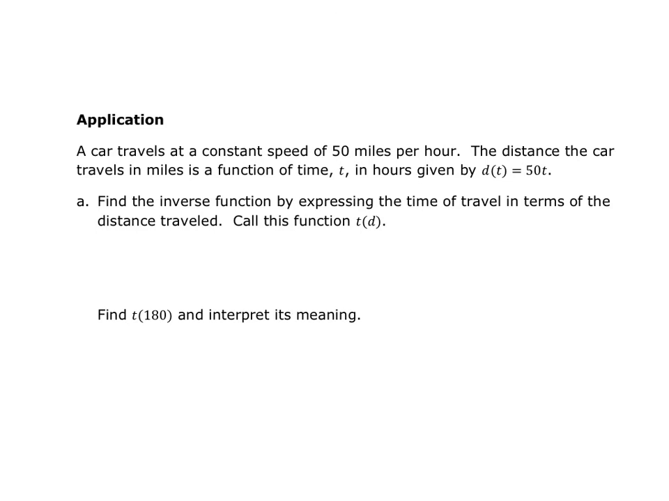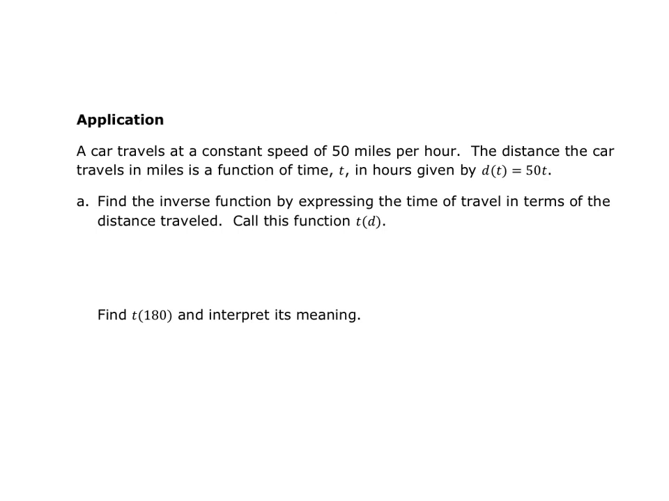So let's take a look at our last example, and then we will be able to get into chapter 2 today. A car travels at a constant speed of 50 miles per hour. The distance the car travels in miles is a function of time and is given by this function, d of t is equal to 50t. Find the inverse function by expressing the time traveled in terms of the distance traveled. Call this function t of d. And then find t of 180 and find its meaning.